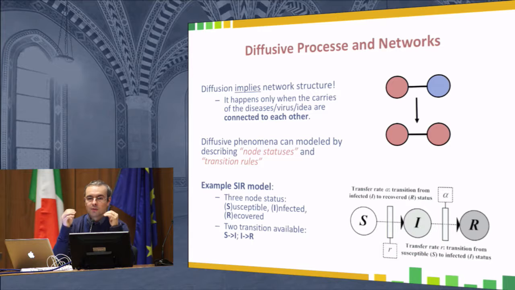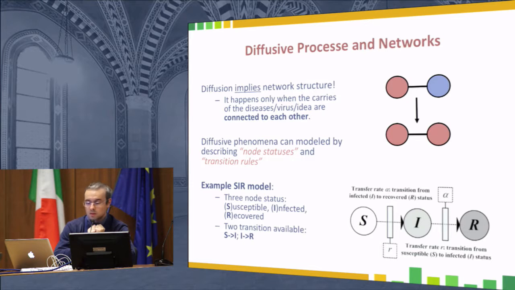Every kind of diffusive process, every kind of diffusive model that has been defined so far can be basically abstracted into different components. The first one is the statuses of nodes that can be experienced during the diffusion of the epidemics, for instance. And the other are the transition rules, so the rules that regulate the transition from different statuses of the nodes involved.